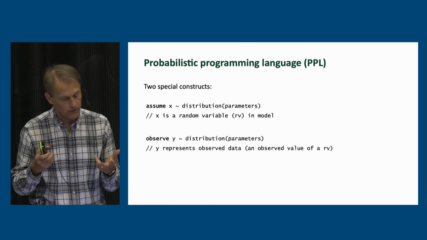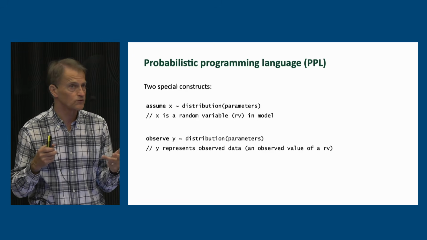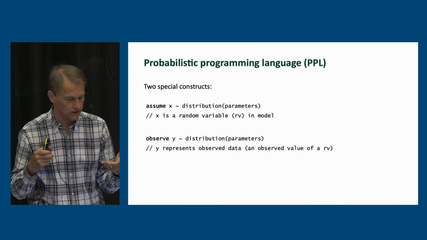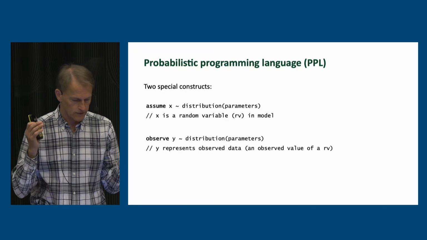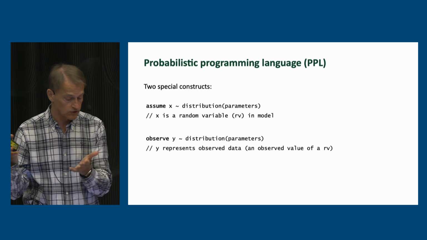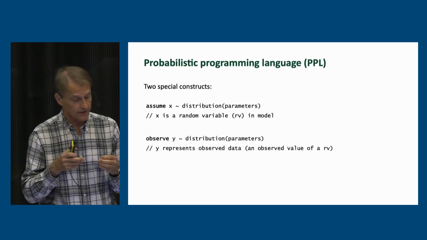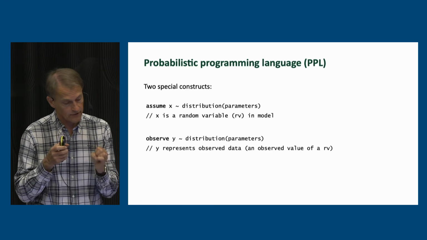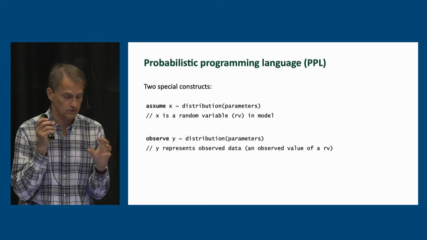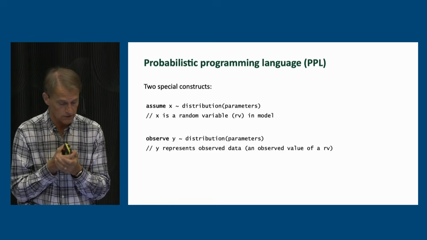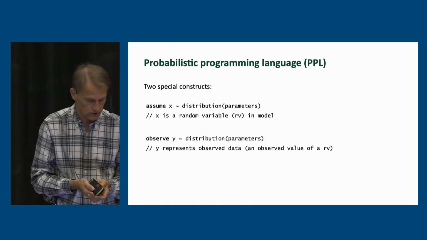It's really any programming language, but we do require two special types of constructs. So one is this assume statement, which defines a random variable and the distribution it is drawn from, and then the observe statement that associates a random variable with a distribution and an observed value. So it weights the simulation with the likelihood of that observation.